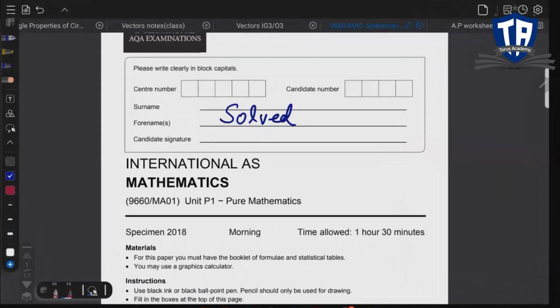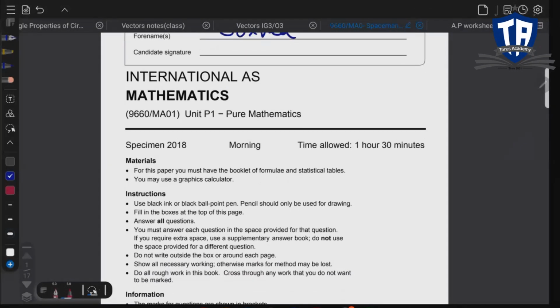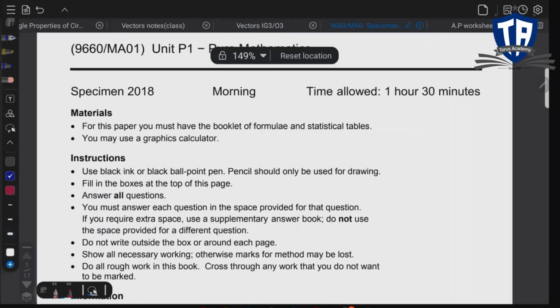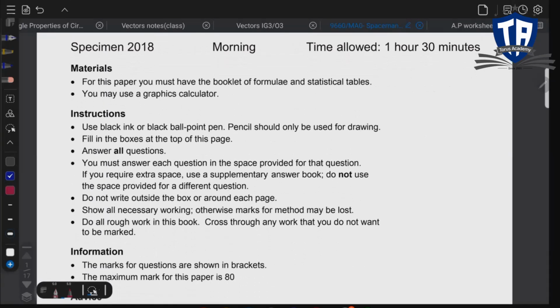Today I'm looking into the paper. It's the AQA International AS Level Mathematics 9660 code, unit Paper 1. The time for the paper is 1 hour 30 minutes and there are a few instructions which we have to follow. Use a black ink pen or black ballpoint pen. Pencil should only be used for drawing.